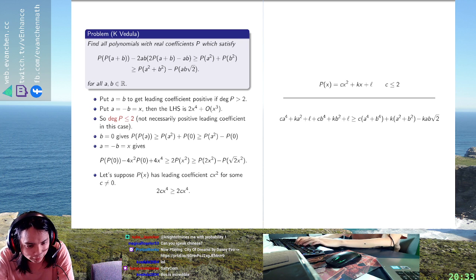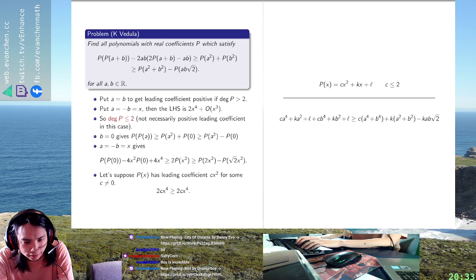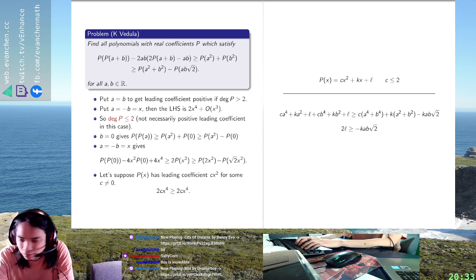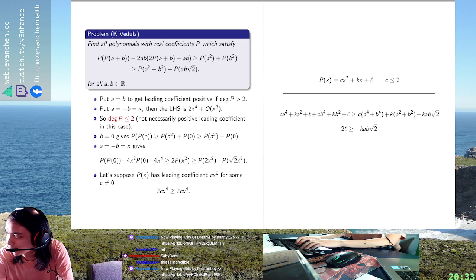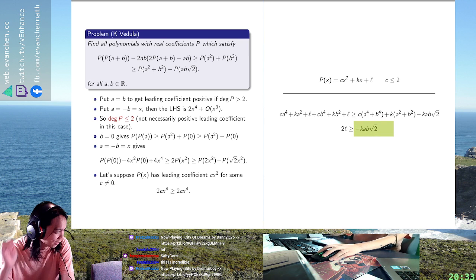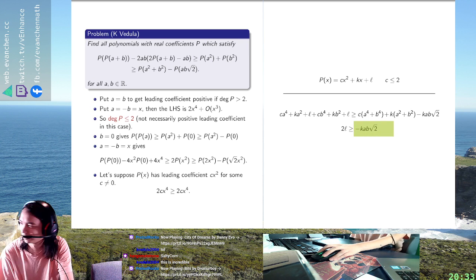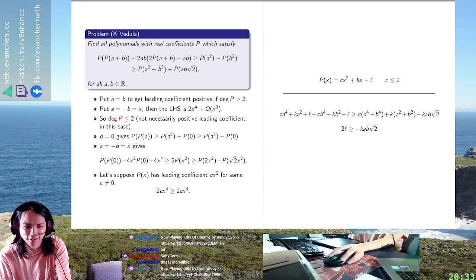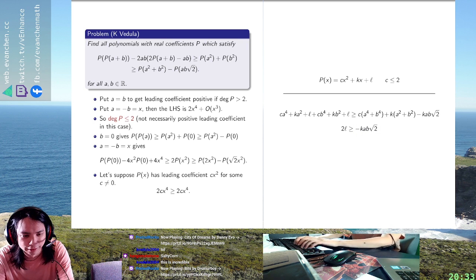Okay. Spoiler alert. And the constraint is 2kL is greater than or equal to minus kAB root 2 for all A and B. Okay, so I don't know about you, but I think this tells you that k should be 0 and L is not negative. Alright, everyone dies at the end. Great. This implies k is equal to 0 and L is not negative.